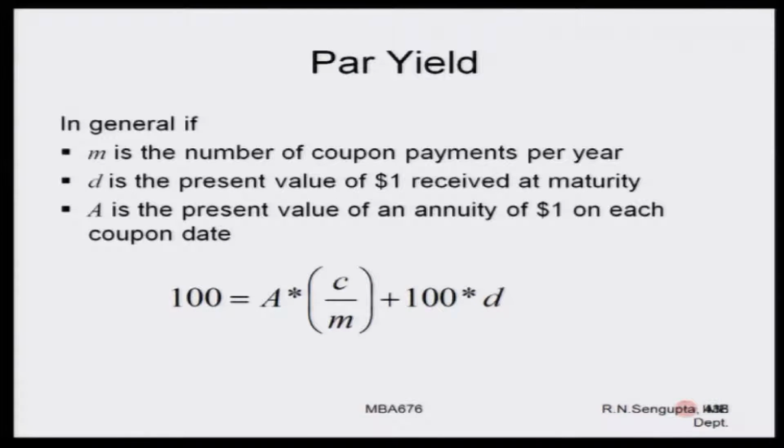D is the present value of $1 received at maturity. So, if 100 is the value, it will be 100 into D, which is the present value of the total amount which you are getting, and A is the present value of an annuity of $1 on each coupon payment date. So, obviously, we will multiply that amount, C by M, the coupons being paid, by A, such that you can balance the equation. Exactly this is the same thing. You will have coupons being paid at some interval, then at the last stage you will have the coupon plus the principal amount.